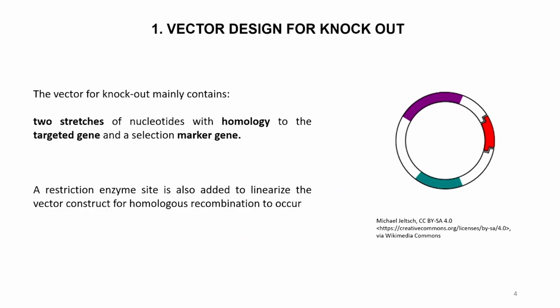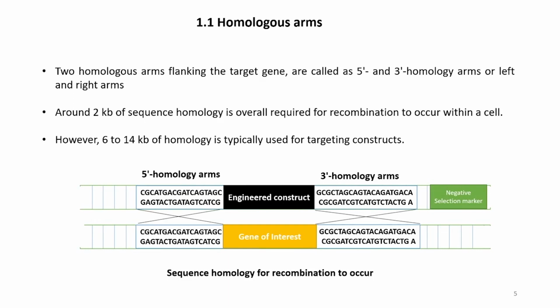Let us focus on the two homologous stretches or the homology arms. These arms flank the target gene. So you can see here a gene of interest, and corresponding to the gene of interest we have an engineered construct, and in this engineered construct you can see that there are two homology arms, 3' and 5'. So these are the flanking homology arms on the two sides of the target gene.